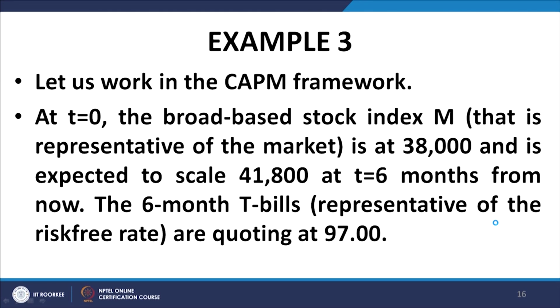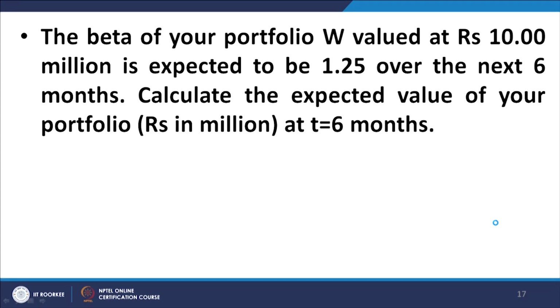The 6-month T-bills rate, which is representative of the risk free rate, is quoting, or the T-bills are quoting at 97. That is, a 100 rupee face value T-bill is quoting at 97. The beta of your portfolio W, valued at rupees 10 million, is expected to be 1.25 over the next 6 months. Calculate the expected value of your portfolio in rupees million at t equal to 6 months.